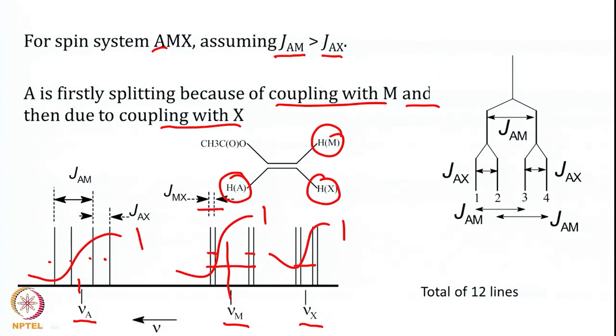So that's why we have 12 lines. First it is splitting because of JAM, and further it is splitting because of JAX, so each of them gives 4 lines, and that is the separation between these lines. So 4 lines for A, 4 lines for M, 4 lines for X, a total of 12 lines.